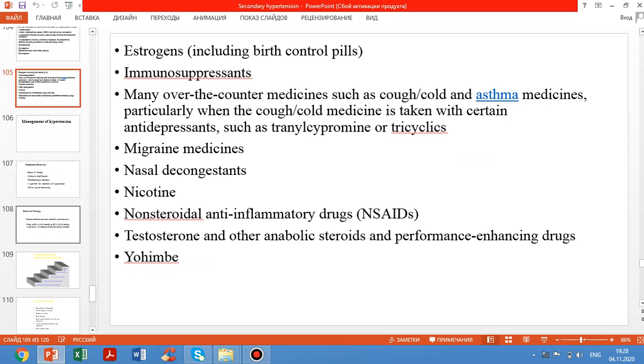Estrogens, including birth control pills, immunosuppressants, many over-the-counter medicines such as cough, cold, and asthma medicines, particularly when the cough or cold medicine is taken with certain antidepressants such as tricyclics. Migraine medicines, nasal decongestants, nicotine, non-steroidal anti-inflammatory drugs, testosterone and other anabolic steroids, and performance-enhancing drugs.